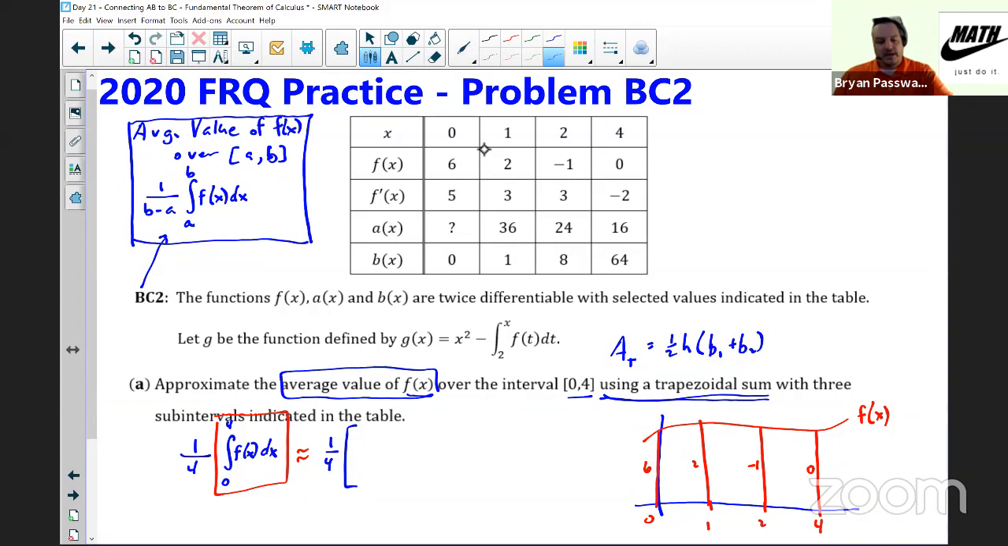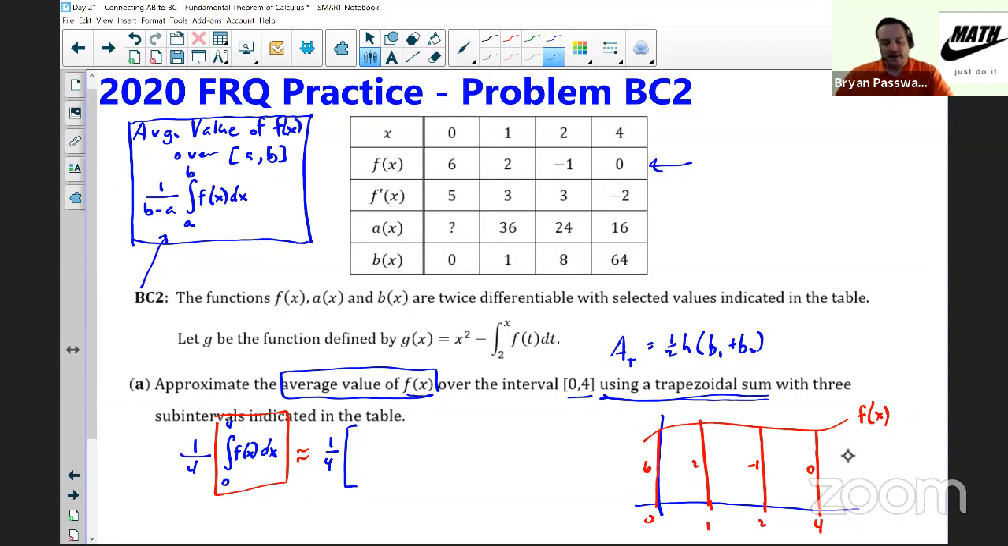And then I can label the x values along the bottom. We have 0, 1, 2, 4. You'll notice they're not evenly spaced. I know that the scale is off. And then I label the heights of each one. So according to our table, the heights would be 6, 2, -1, 0. And I label those next to those vertical lines.